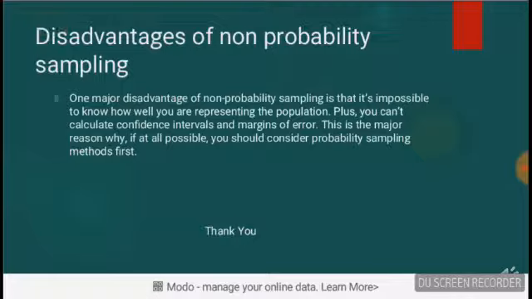Disadvantages of non-probability sampling. One major disadvantage of non-probability sampling is that it is impossible to know how well you are representing the population. Plus, you can't calculate confidence intervals and margin of error. This is the major reason why, if at all possible, you should consider probability sampling methods first.